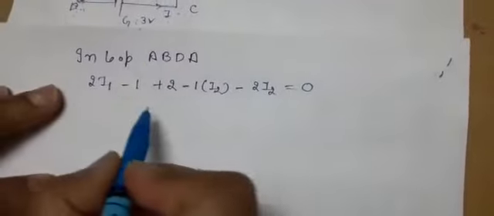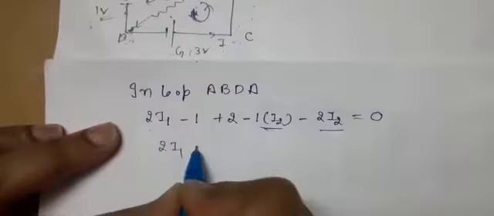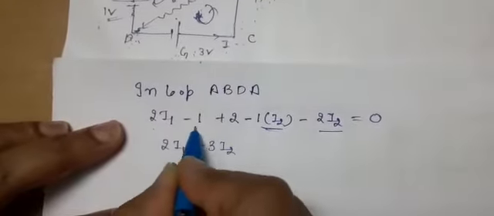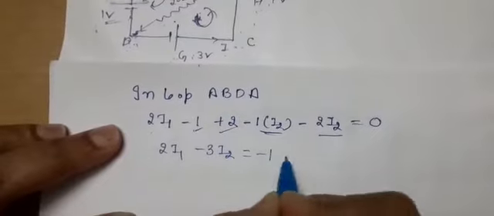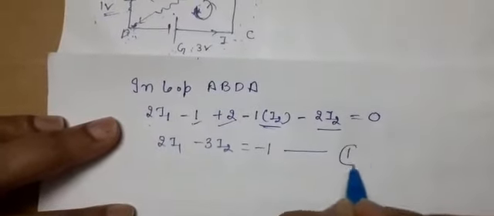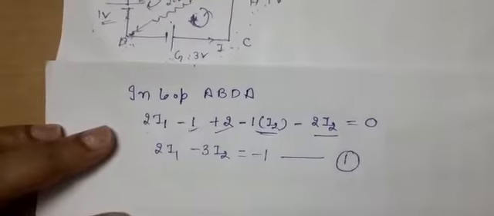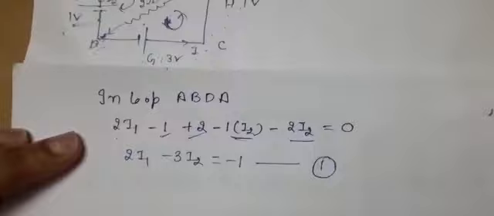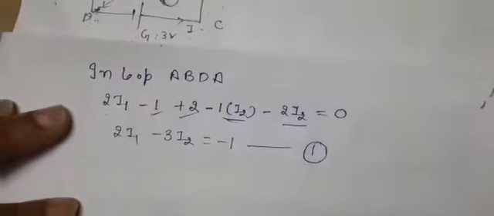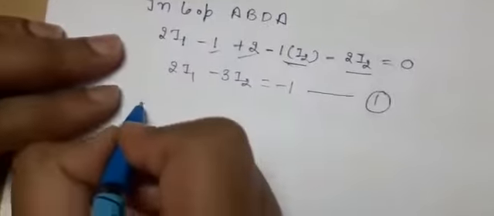So now here you can see this is 2I1 minus 3I2, then plus 1. You can take it on the right hand side, that is minus 1. Let this equation be 1. Here all the concept is the same, but we have to be careful because here internal resistance has not been shown, so there is a chance to skip that potential drop. So you have to consider it carefully.